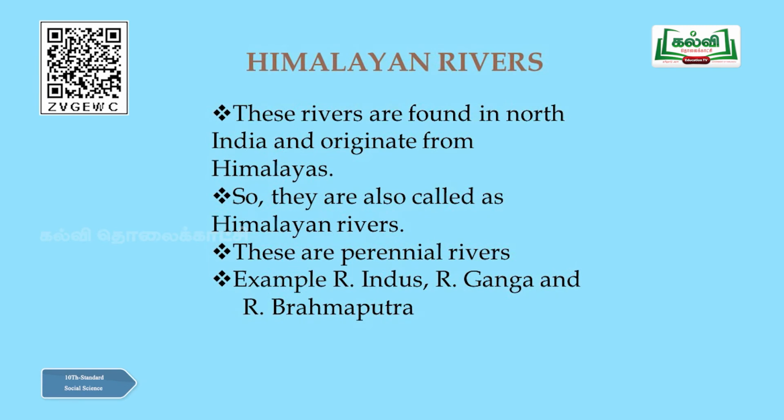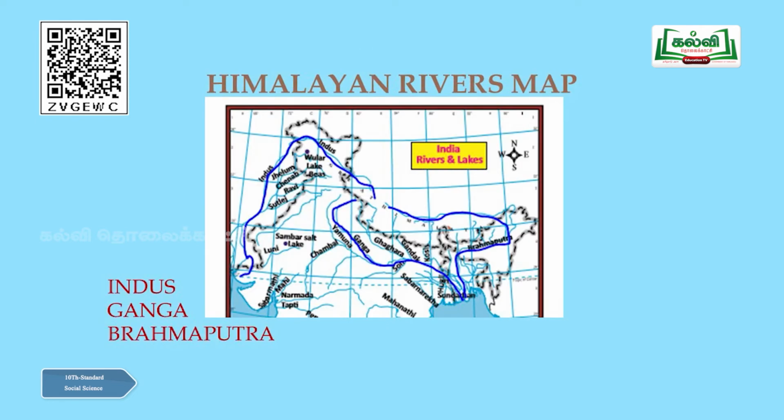The important Himalayan rivers are River Indus, River Ganga and River Brahmaputra. Look at the map. This is the North Indian rivers, otherwise known as Himalayan rivers. Here you can see the blue color shading. The blue color shading represents the Indus, Ganga and Brahmaputra. All these 3 rivers originate in the Himalayas. The Indus flows through Jammu Kashmir, and then it enters into Pakistan and at last it drains into Arabian Sea. Whereas Ganges and Brahmaputra flow eastwards and then they join in Bangladesh and then it drains into the Bay of Bengal.